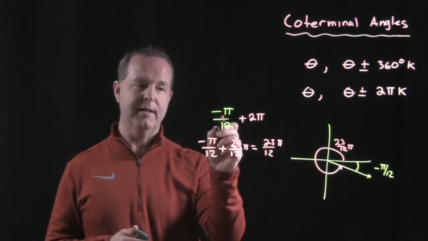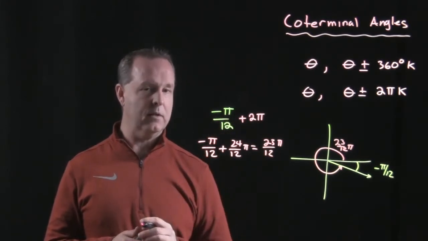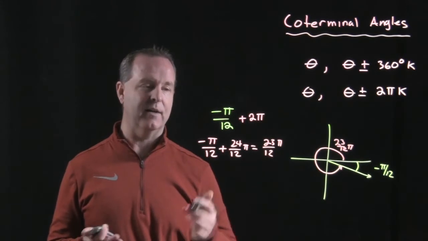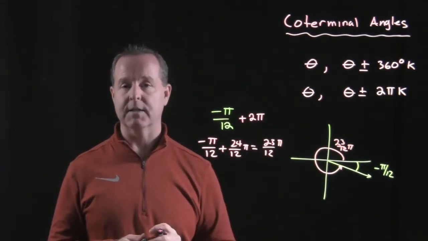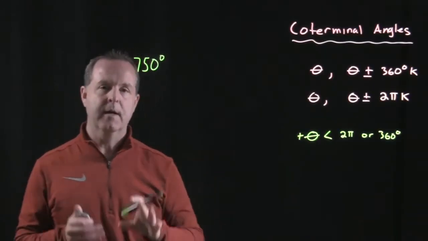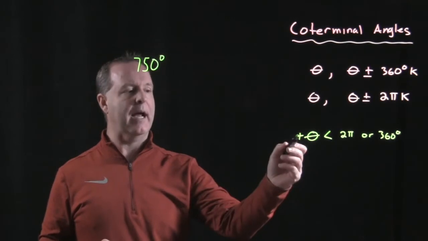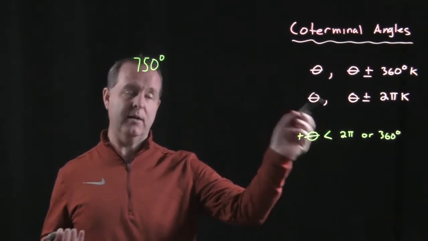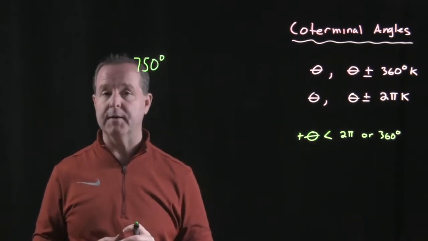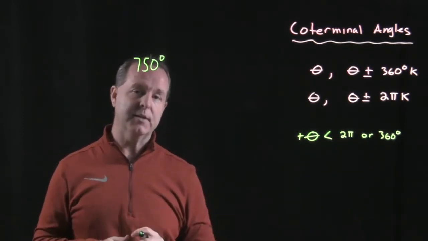And with this one, negative pi 12ths, it was a little light, so I need to make it a little heavier by adding 1 more revolution to it to satisfy the conditions we were asked to satisfy. So let's find some coterminal angles. Now our conditions here: I want to find a positive angle that's less than 2 pi in radian world or less than 360 degrees in degree world.